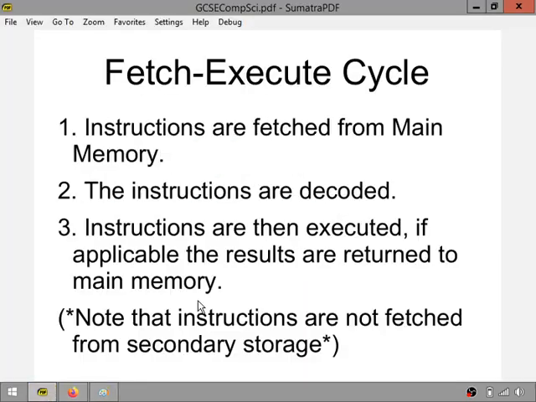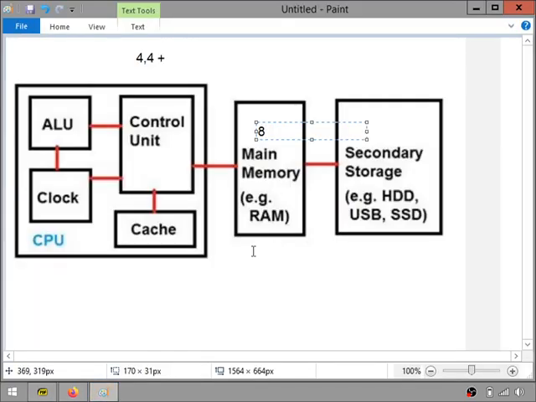Okay, going back to my slideshow, here are the steps written down. Instructions are fetched from main memory, instructions are decoded, and instructions are then executed. If applicable, the results are returned to memory. The reason why I say if applicable is because results aren't always returned to main memory. Let me give you a peculiar example of this occurring.